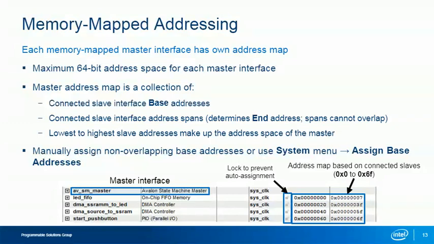If you don't require specific addressing, you can let Platform Designer auto-assign non-overlapping addresses. To do this, simply select Assign Base Addresses from the System menu. If you want to prevent any manually assigned addresses from being changed due to an auto-assignment, click the indicated lock icon.